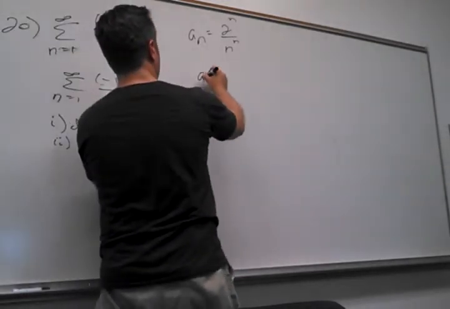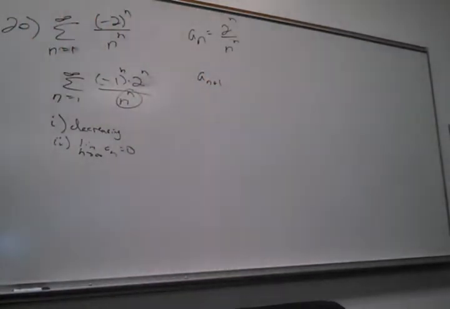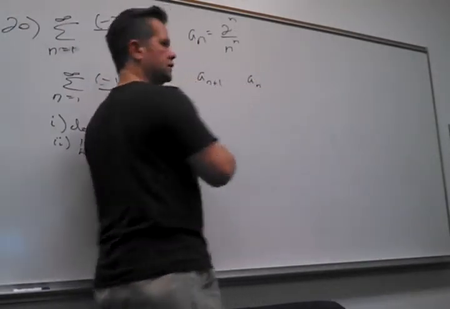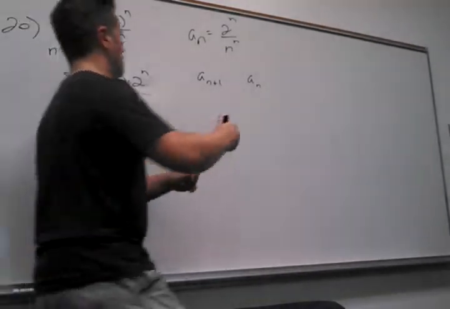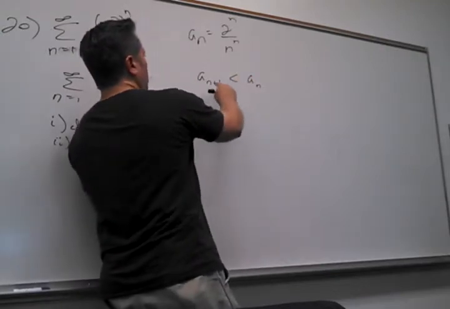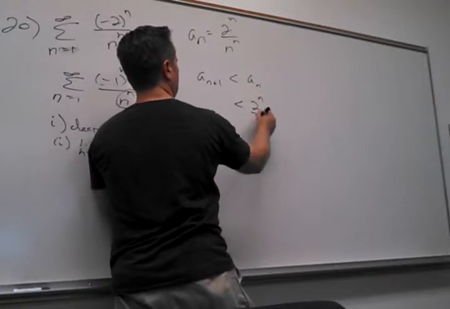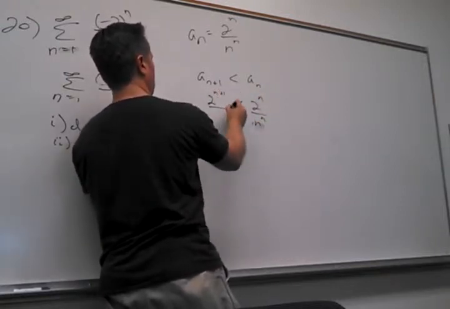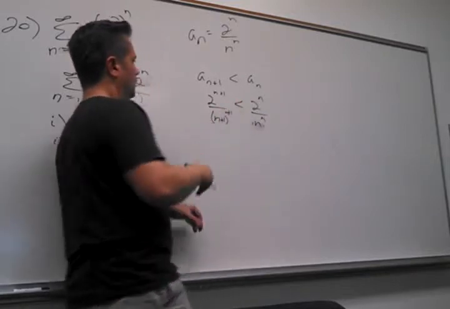So if I look at AN plus 1, if it's decreasing, what must be true about how that relates to AN? If it's decreasing, the next term should be smaller. Good. So what is the next term then? AN is right there. It has to be equal to N plus 1 over N plus 1 to the N plus 1. Good.